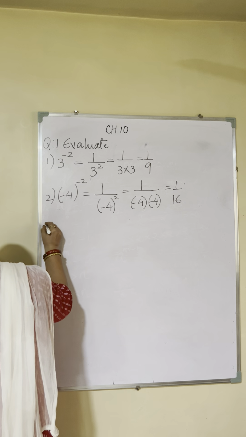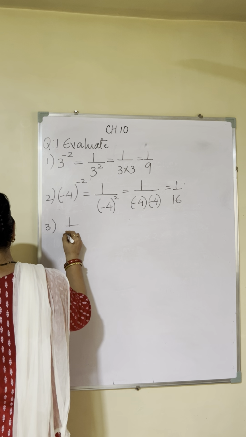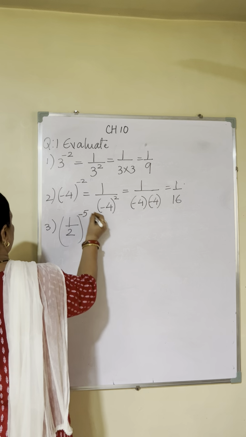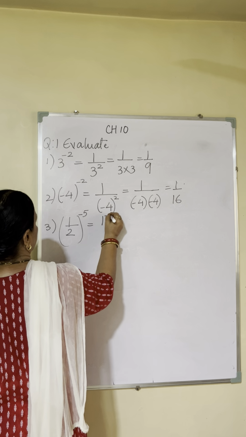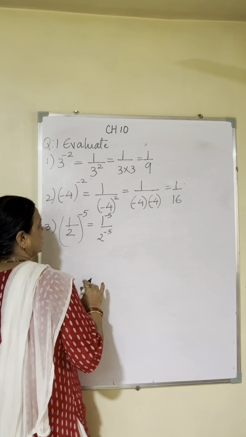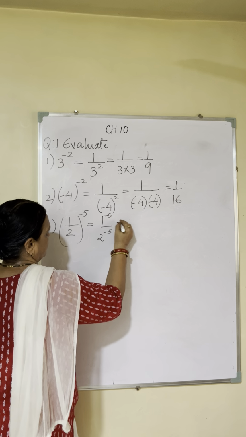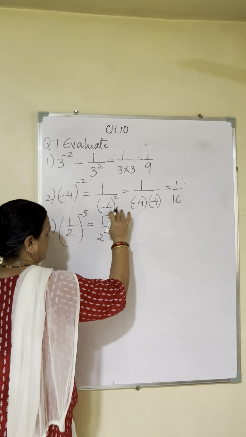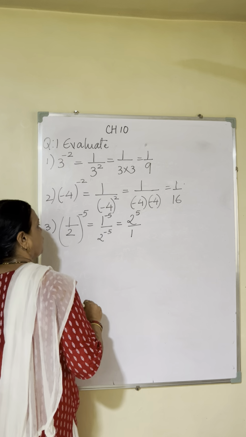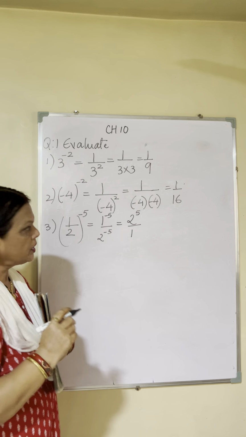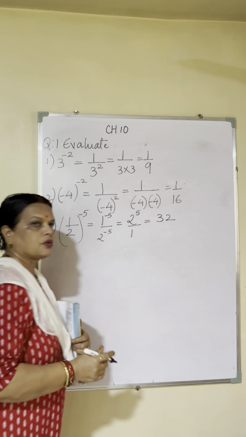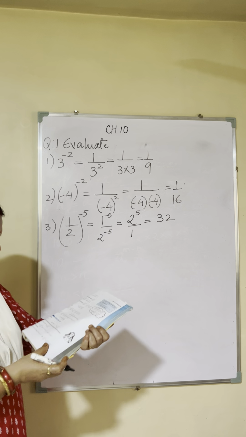Third one, I hope you are following this. 1 upon 2 whole raised to minus 5. Just to explain, I am going to write this. Usually we don't write this 1 raised to. Make it positive. What will you do? This will go up and this will come down upon 1. 1 raised to any number is always 1. Now 2 raised to 5, we know the answer is 32. So question number 1 is clear. Completely understood.